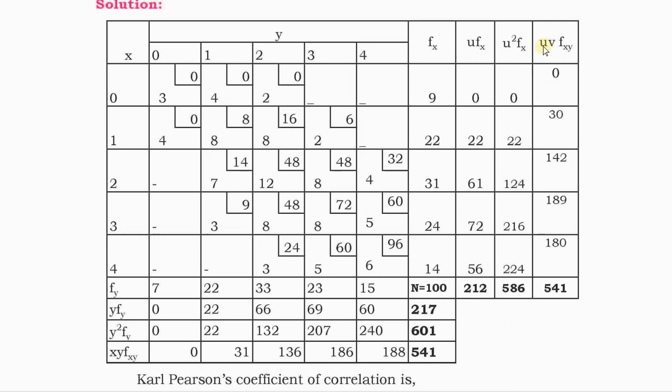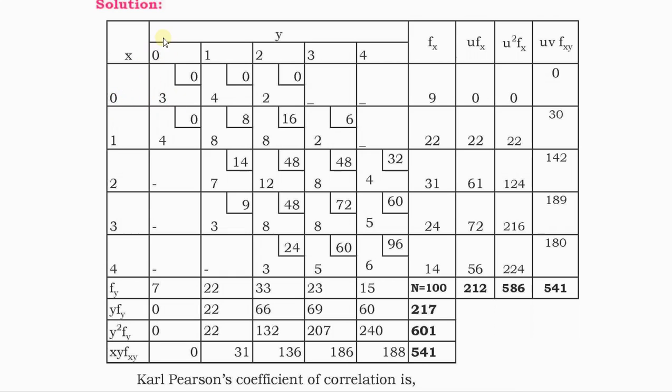Now comes the last column, x into y into fxy. So now you have to multiply three things here. Observe the brackets, the windows within the cell. This is a cell and these are the windows within the cell. Some numbers are written there. These are the products of the multiplication of the three numbers, x into y into fxy. So you have to multiply this into this into this.